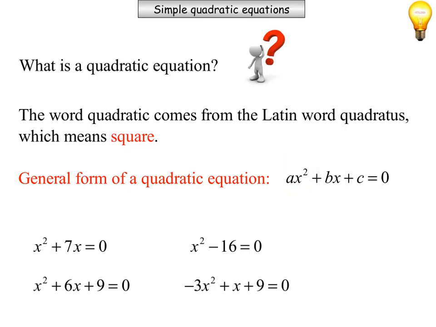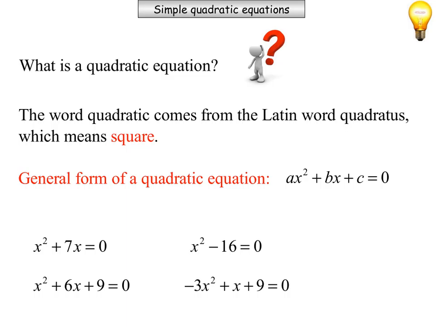So here are a few different examples of quadratic equations. Here we've got x squared plus 7x equals 0, where a equals 1, the coefficient of x squared is 1, the b value is equal to 7, and we don't have a constant. Over here, there's no b value, but our constant is negative 16. Here we have 1x squared plus 6x plus 9 equals 0. And over here we have a different quadratic equation.